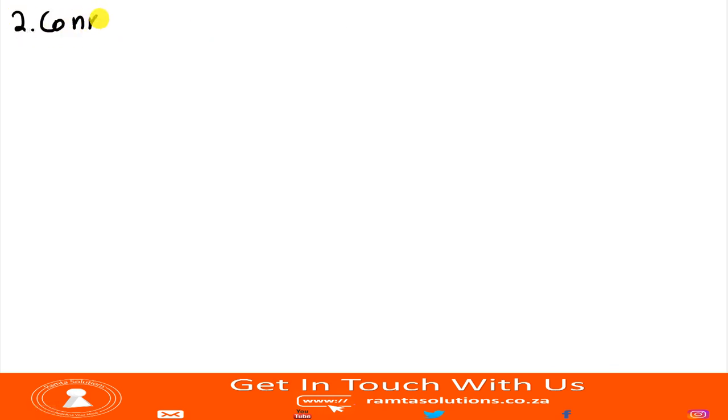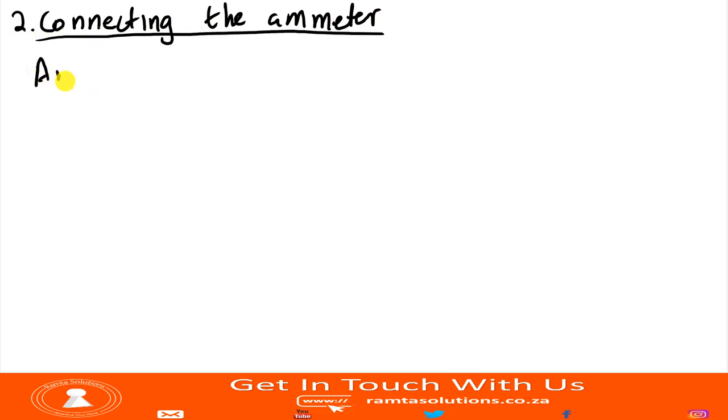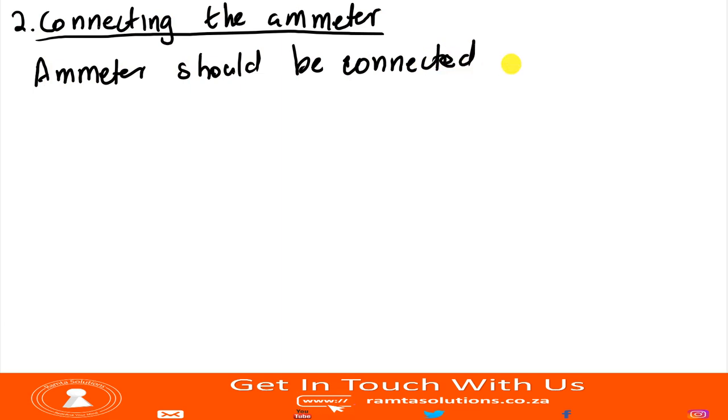So when we connect the ammeter, the ammeter should be connected in series with resistors. I'm going to give you some diagrams here to show you what I mean. For example, this is what I mean.